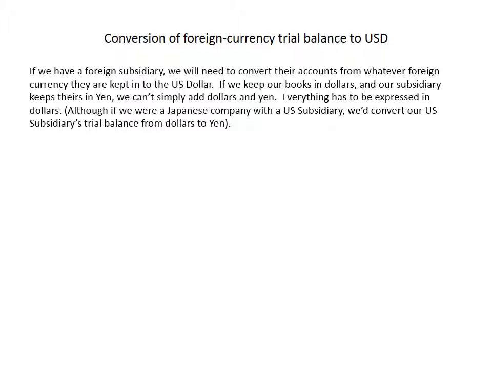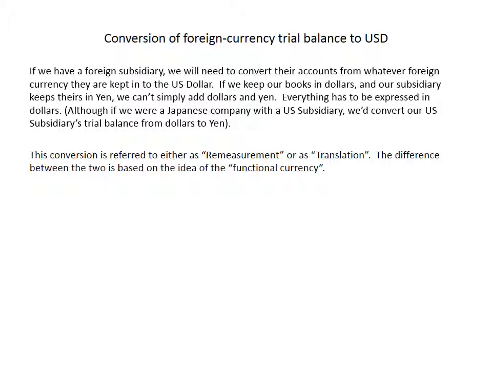If we keep our books in dollars and our subsidiary keeps theirs in yen or euros or Swiss francs or British pounds, we can't simply add dollars plus yen. They're apples and oranges. They're different measurement units. So everything has to be expressed in the same currency. And again, since we're a US corporation, we're going to assume everything needs to be expressed in US dollars.